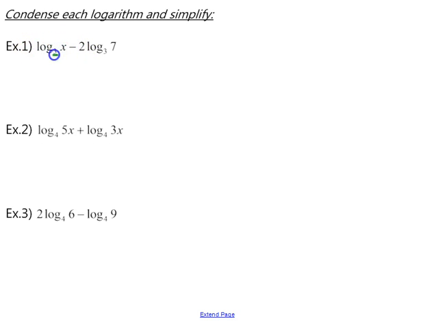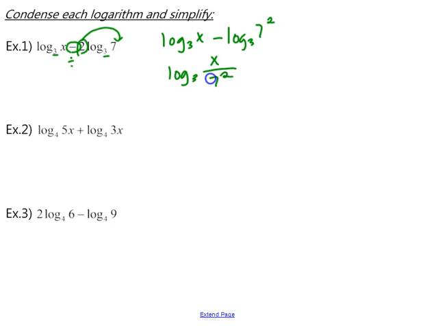So as we look at this, we know that the bases are the same, which is good, and then we know that subtraction is going to change to a division, and this coefficient has to go up as an exponent. So we can do this all in one step, or we can do it step by step. Let's take care of this exponent first. So we're going to have log base 3 of x minus log base 3 of 7 raised to the second power. Now that we've brought that coefficient up, we can bring these two together and combine it into a division problem. So we're going to have log base 3 of x over 7 squared. And our last step, we can simplify 7 squared. So we have log base 3 of x over 49. And this is going to be our final answer.